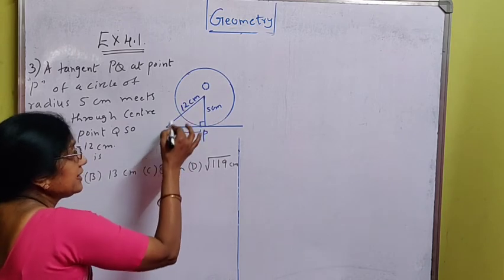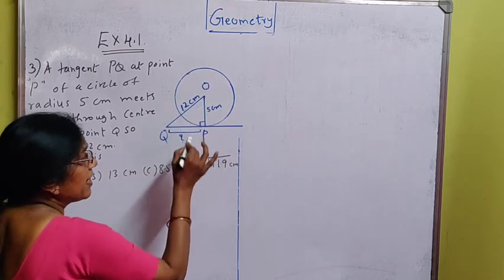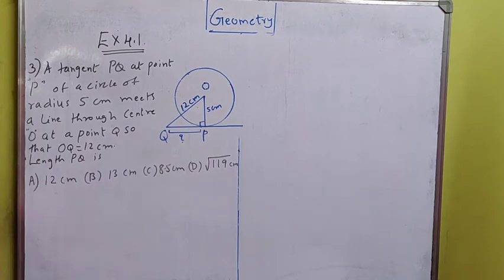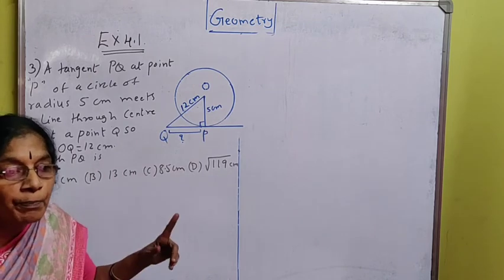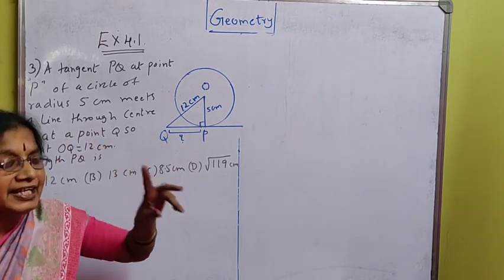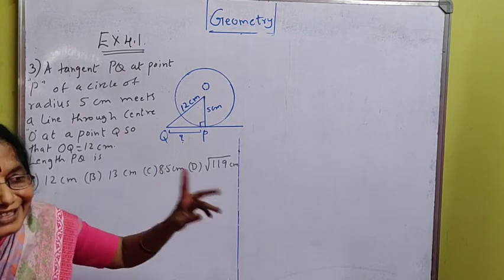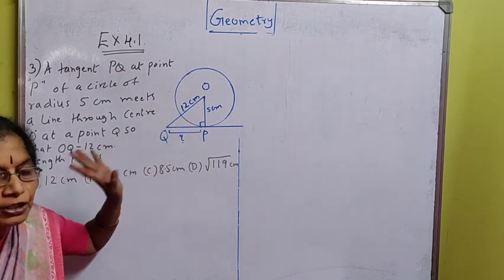Its length is given as 12 cm, and this length is given as 5 cm. Find PQ. We can use Pythagoras Theorem now? Yes, we can use it, because angle OPQ is 90 degrees. OP and PQ, that is the radius and tangent, are perpendicular to each other. So angle OPQ is equal to 90 degrees.